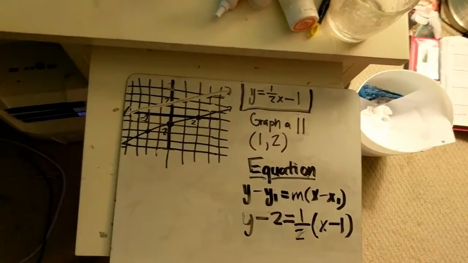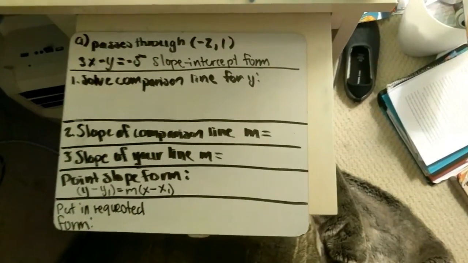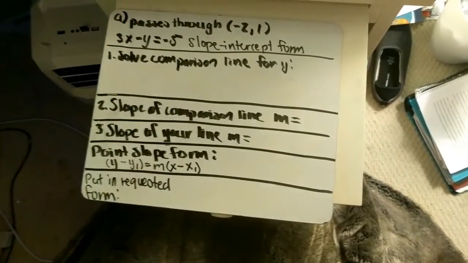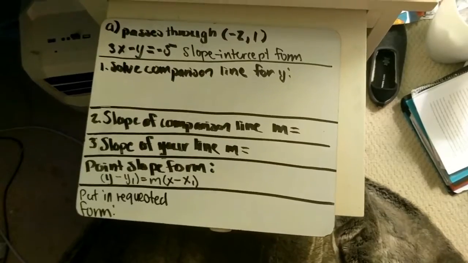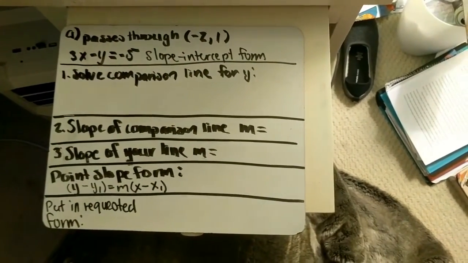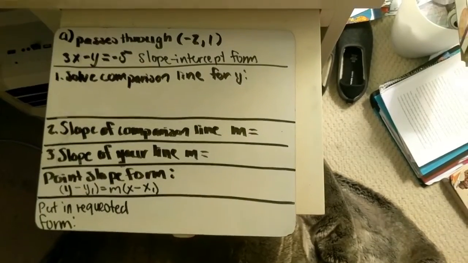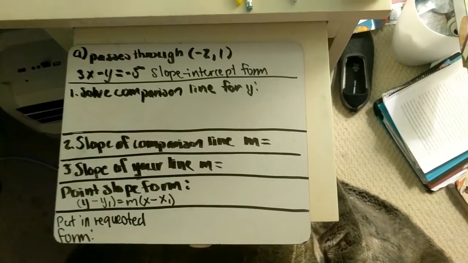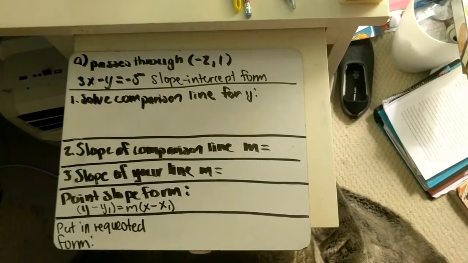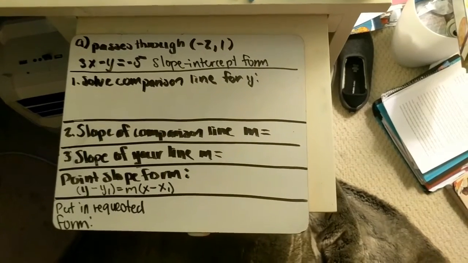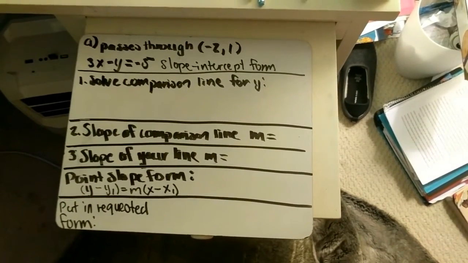To write the equation of a line that is either parallel or perpendicular to a given line, there are certain steps you need to follow. First, solve the comparison line for y, if not already. Second, find the slope of the comparison line. Third, decide on the slope you need for your line. Parallel will use the same slope. Perpendicular, however, will use the opposite reciprocal slope.